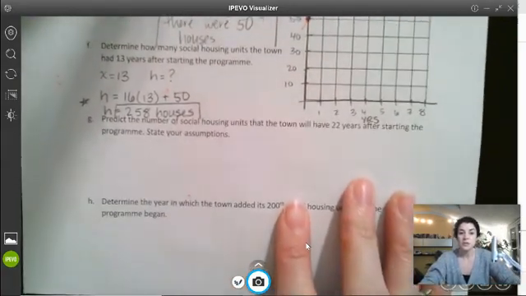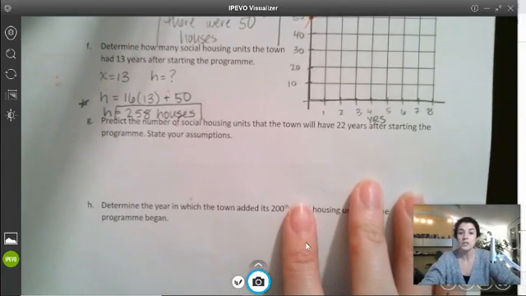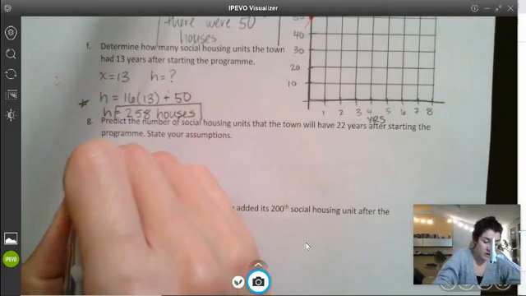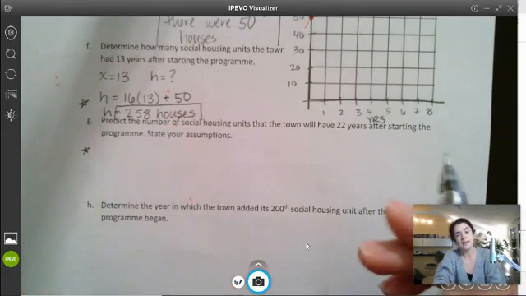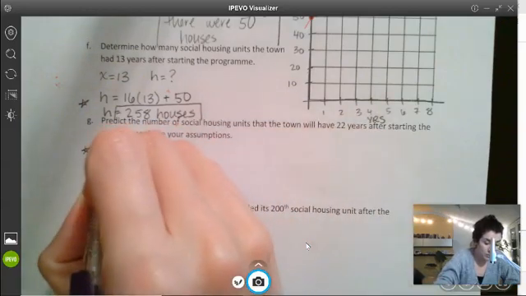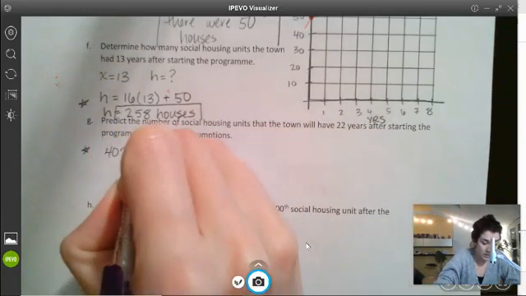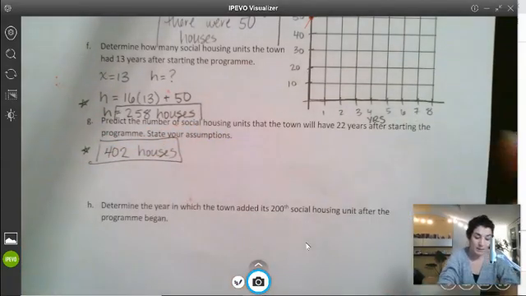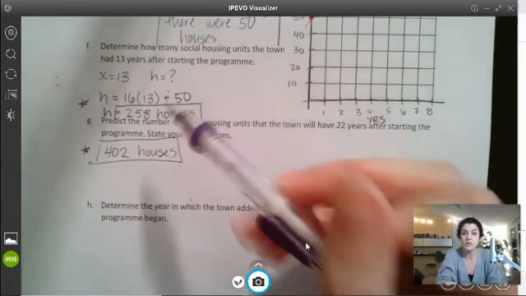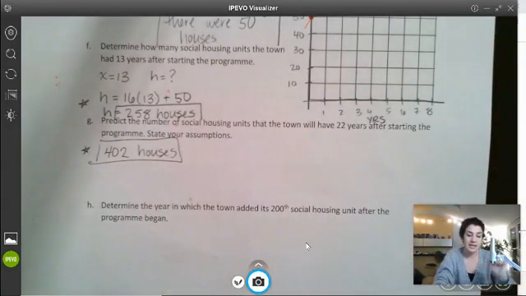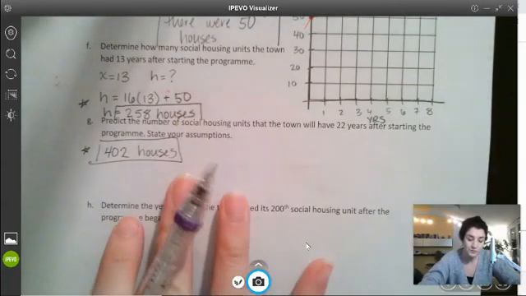Predict the number of social housing units the town will have 22 years after starting the program. State your assumptions. I would like for you to go ahead and calculate the number of houses, and then we'll talk about assumptions. The number of houses you should have gotten is 402 houses. You are plugging in, just like the problem up above, 22 as your value for x here.